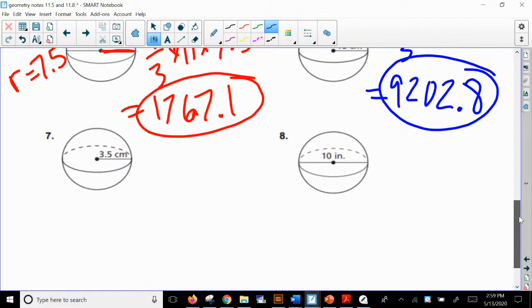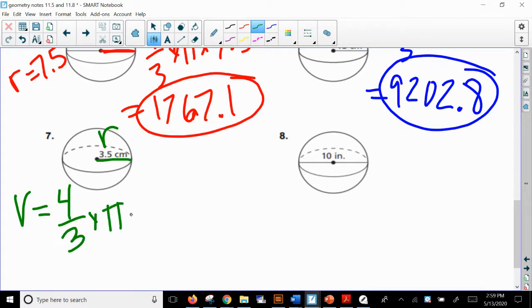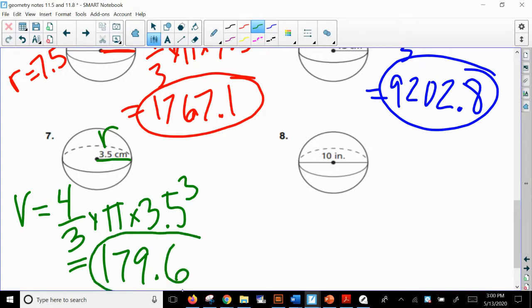Almost done, peeps. Next problem. They gave us the radius. Cool. So I'm going to plug in 4/3 times pi times 3.5 to the third in my calculator. 4/3 times pi times 3.5, exponent button, to the third power. I got 179.59. I rounded it to 0.6.